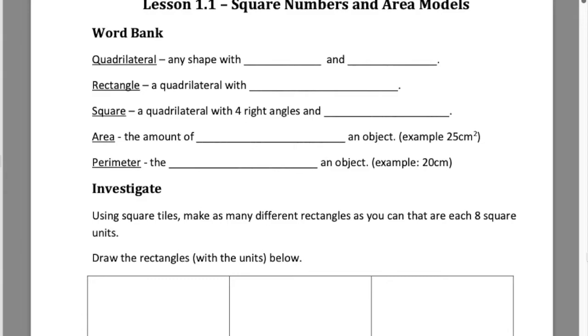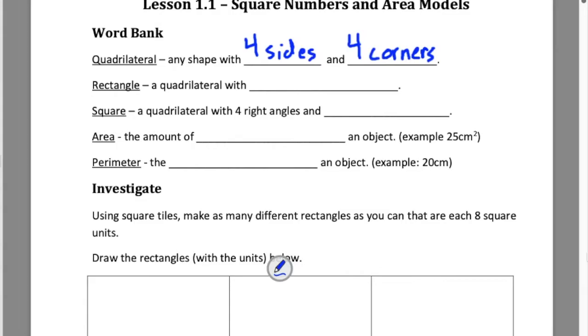Today we're going to talk about square numbers and area models. Before we begin, we need to understand a few common terms. The first one we're going to look at is the word quadrilateral. This is any shape with four sides and four corners. So those would be shapes like squares, rectangles, and so on.